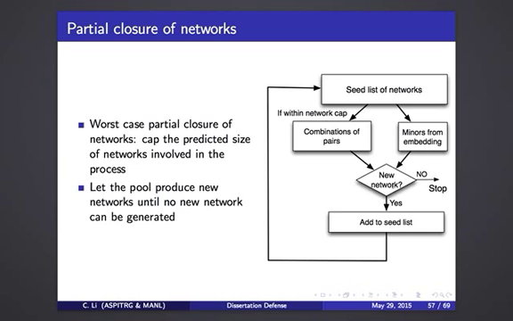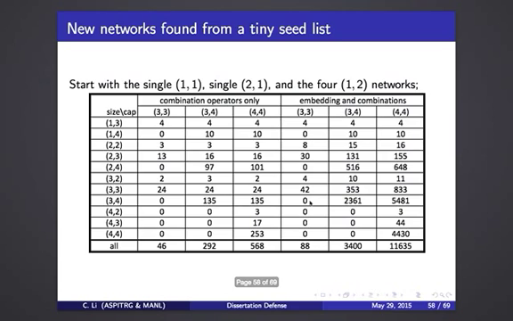And we stop when there are no new networks. So in this case, we can start from a tiny list and get many new networks. As a demonstration, we start with the 6 tiny networks, which include the single 1-1 network, the single 2-1 network, and the 4 1-2 networks. We set different caps and consider combinations only, embeddings only, or both. The table shows the new networks generated from these 6 tiny networks with different sizes.